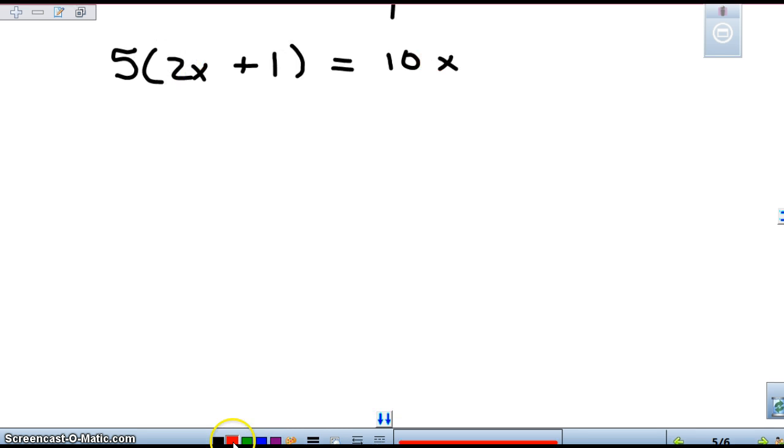5 times 2x plus 1 equals 10x. So first apply 5 times 2x and 5 times 1. 5 times 2x is 10x. And 5 times 1 is 5. And that's equal to 10x.